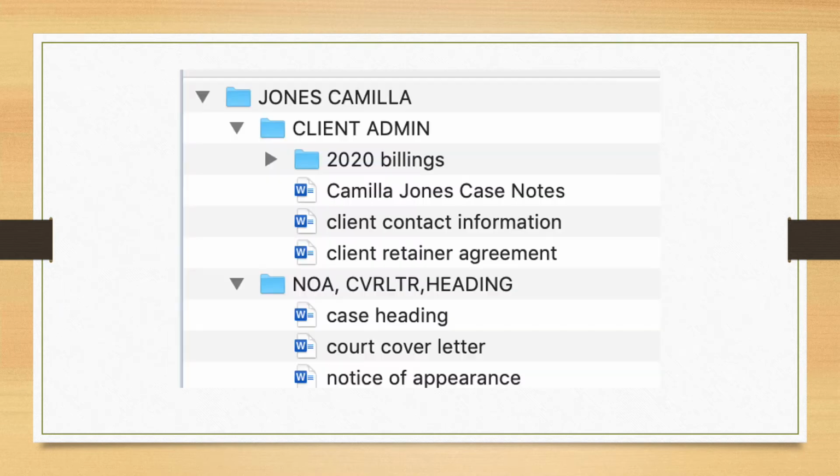Whenever I open a new client file, I open a subfile for client admin, which includes the billings, initial case notes, client contact information, and client retainer agreement. And I open a second subfile that you see here labeled NOA, cover letter, and heading. The NOA is your notice of appearance, which is the document an attorney must file to say they're the legal representative of someone in a case. A template for the court cover letter that'll go with most of your filings, and the case heading.